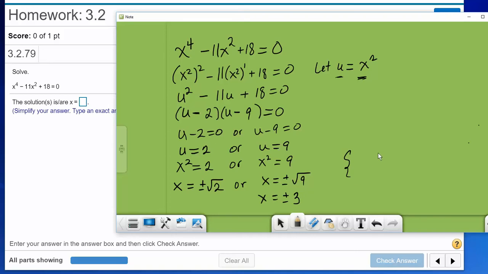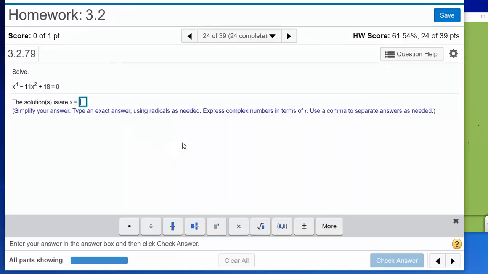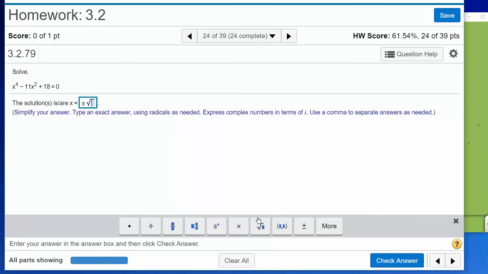So this has 4 solutions. The plus or minus square root of 2 and the plus or minus square root of 3. So we got 2 real, well, all 4 of them are real, but 2 rational and 2 irrational. So we're going to do the plus minus square root of 2, comma, plus minus 3.